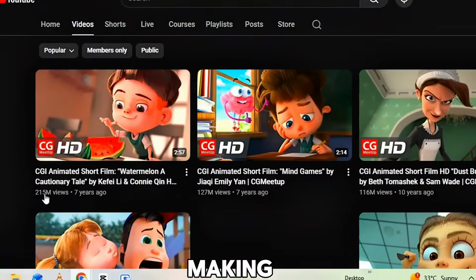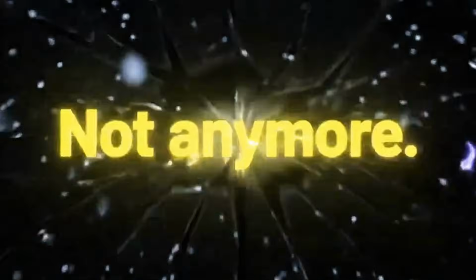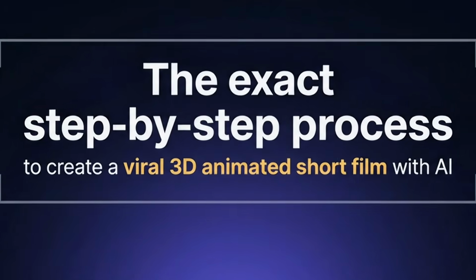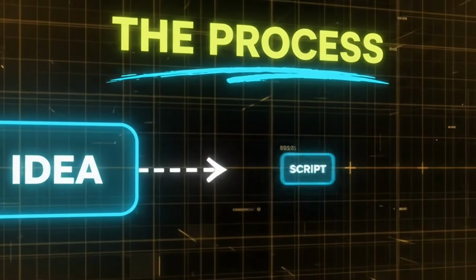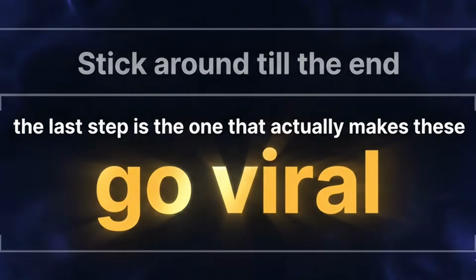See, making one of these used to mean a full studio, expensive software, and weeks of work. Not anymore. In this video, I'm going to show you the exact step-by-step process to create a viral 3D animated short film with AI. From the idea, to the script, to the final render. Stick around till the end, because the last step is the one that actually makes these go viral. Alright, let's get into it.